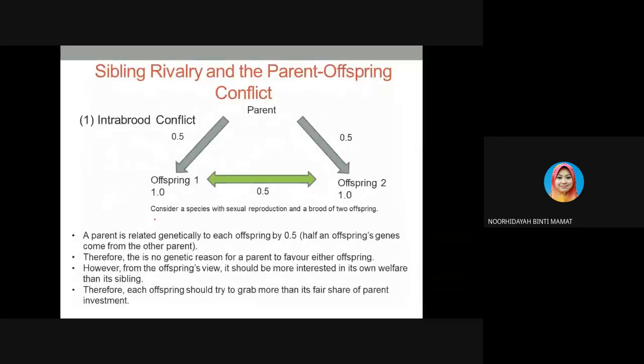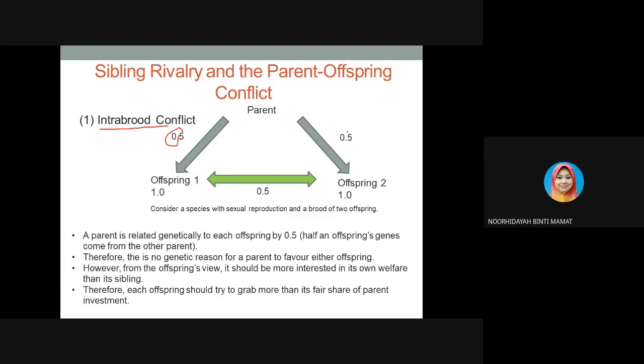Okay, so this is sibling rivalry and parent-offspring conflicts. The first source of conflict is the intra-brood conflict. In here, a parent is related genetically to each offspring by 0.5.